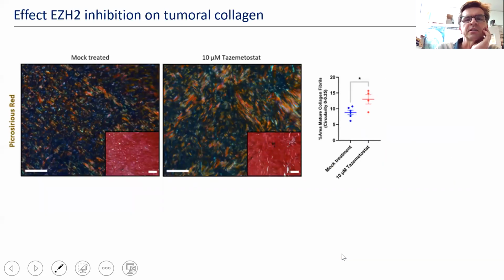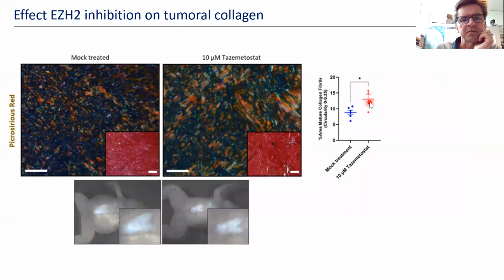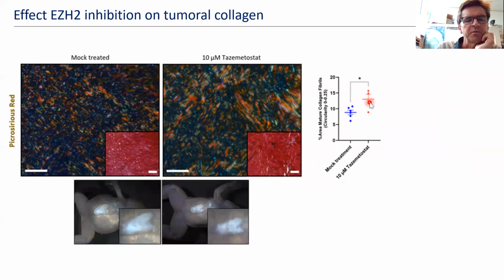And what we noticed is that in tazemetostat treated animals, the collagen fibers in the tumors were more organized than in a mock treated animal. This is quantified here. And if you look back at the picture that I showed before, before the treatment and after the treatment, you see that the tumor before has kind of smooth edges, while after the treatment, these edges seem to be more contracted. There are more indentations, indicative of a contraction of the collagen extracellular matrix.